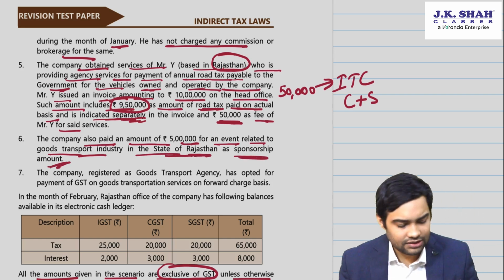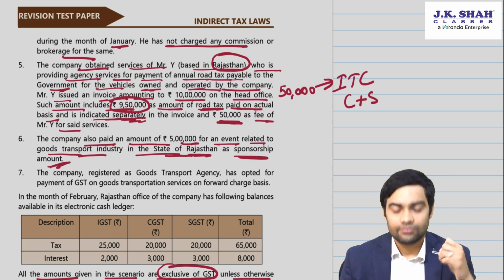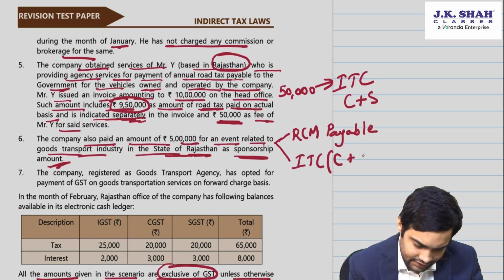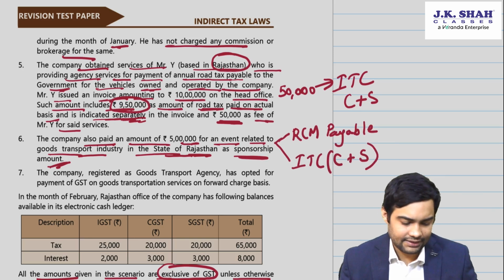Yeah, sponsorship amount. As for RCM will apply. Will you also get ITC? Yes, this 5 lakh will come in RCM payable, and it will also come in ITC, and the nature of ITC will be C plus S.